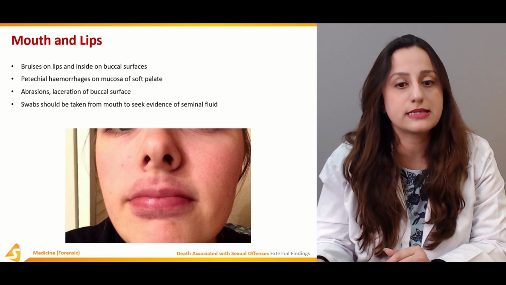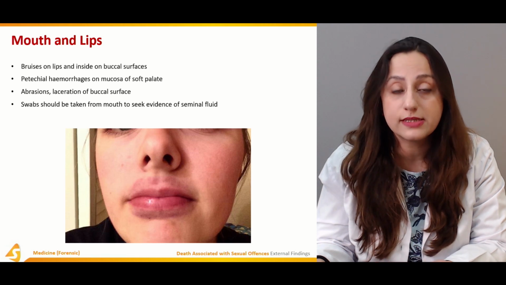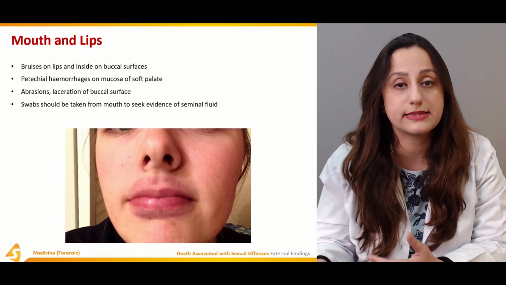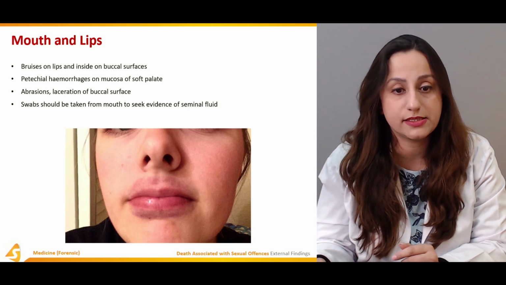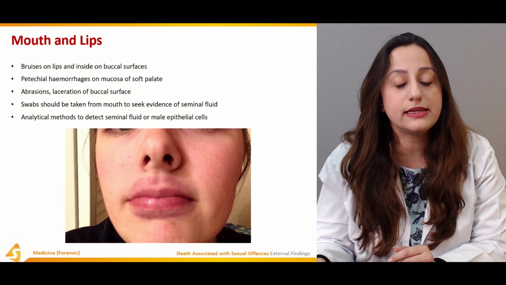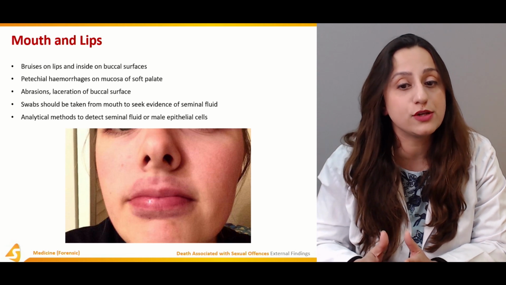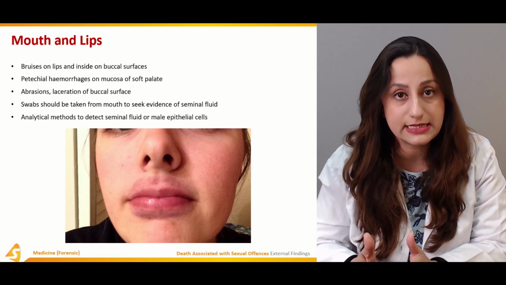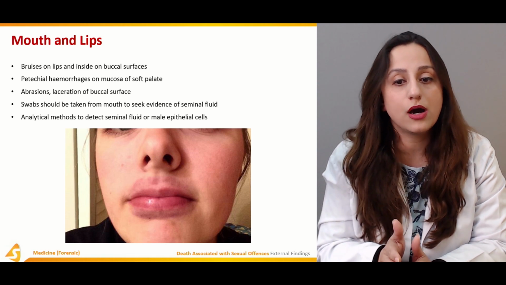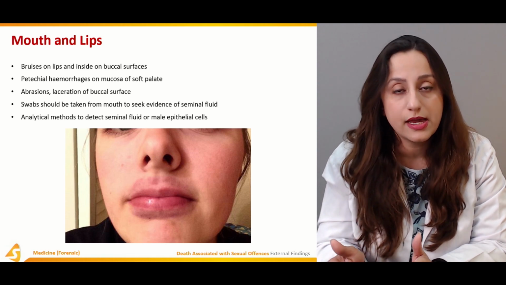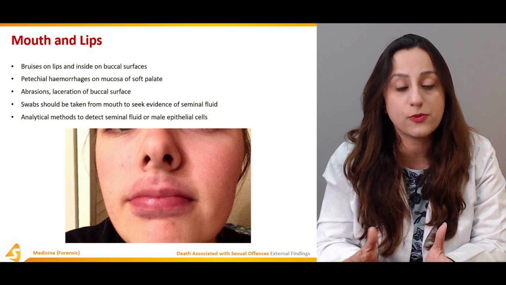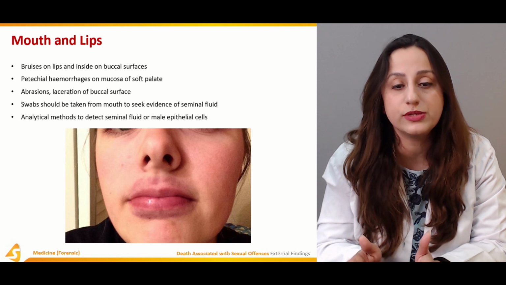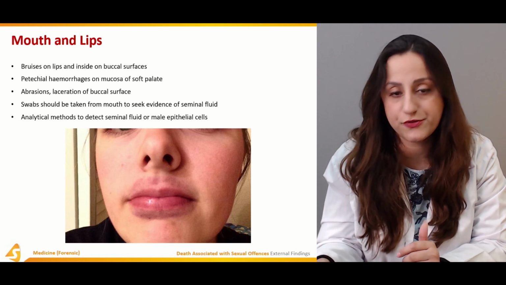Swabs should be taken, as I was emphasizing, for the detection of seminal fluid, and the seminal fluid is going to basically refer to the DNA of the assailant. The analytical methods to detect the seminal fluid or the male epithelial cells are again going to correspond to the detection and identification of the assailant. So that is very important, and these analytical methods are the mainstay whenever we are going to send the samples to the chemical pathologist for further details.